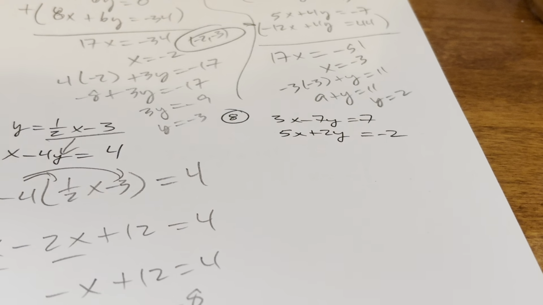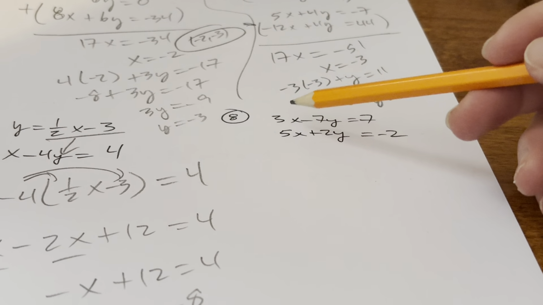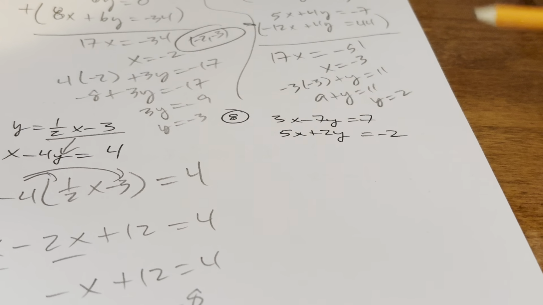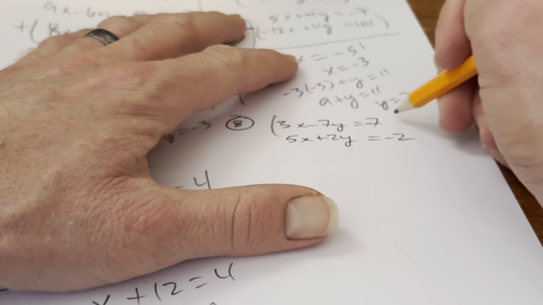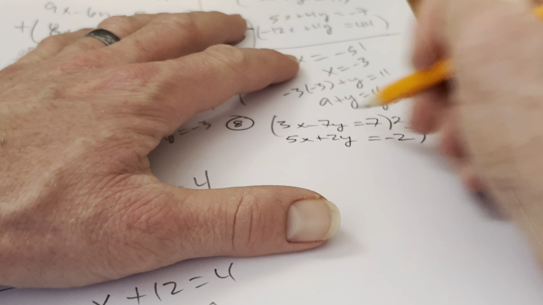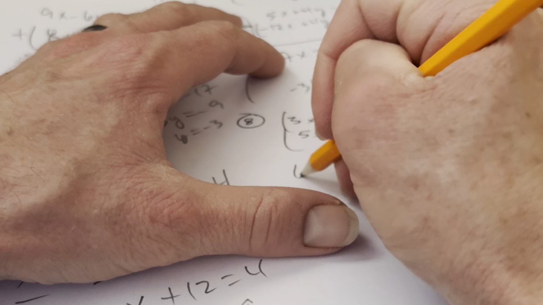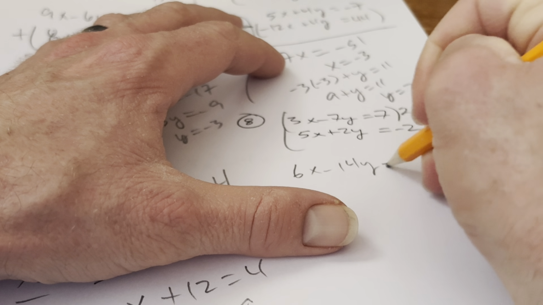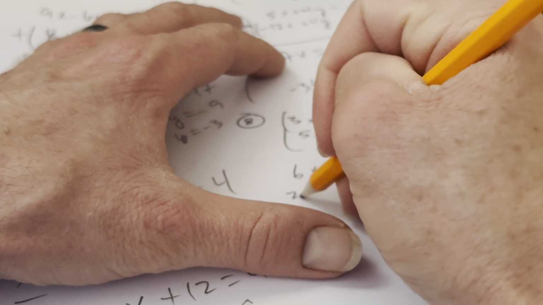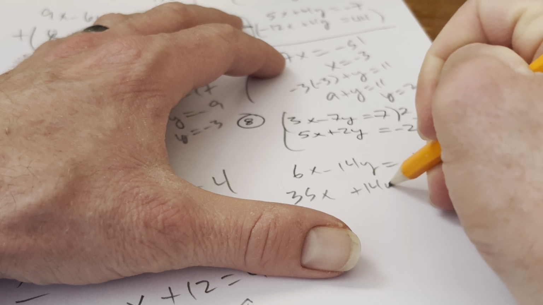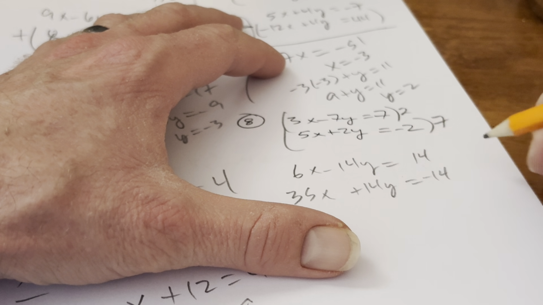Here we are. So I'm going to have to multiply both equations by some other number. You can get rid of the x's by multiplying the top by 5, the bottom by 3. Or, because I like adding more, I can multiply this top equation by 2 and this bottom one by 7. 6x minus 14y is equal to 14. 35x plus 14y is a negative 14.